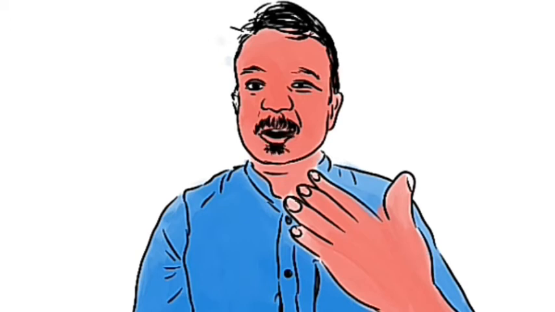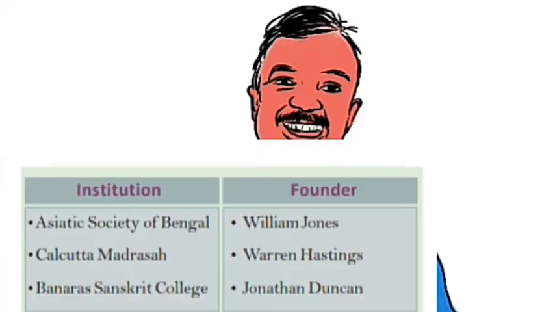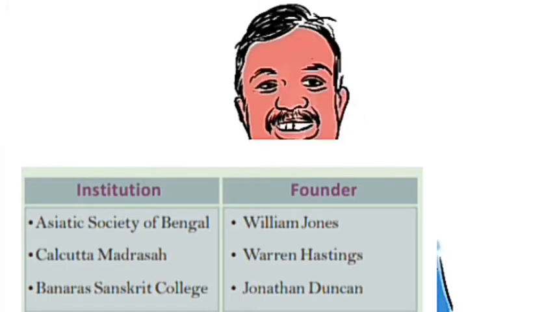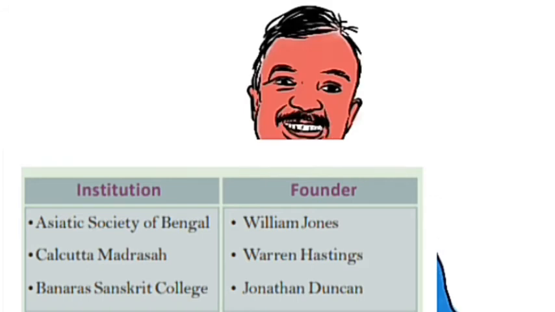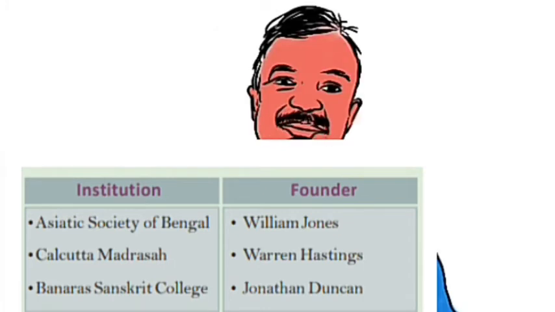They translated the Sanskrit and Persian works of India into English and began to study about it. They established several institutions to study India. They were the Asiatic Society of Bengal, founded by William Jones; Calcutta Madrasa, founded by Warren Hastings; and Banaras Sanskrit College, founded by Jonathan Duncan. Through these institutions and studies, they tried to understand the reason behind the unity of India.